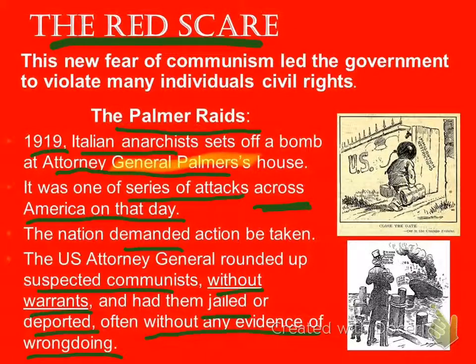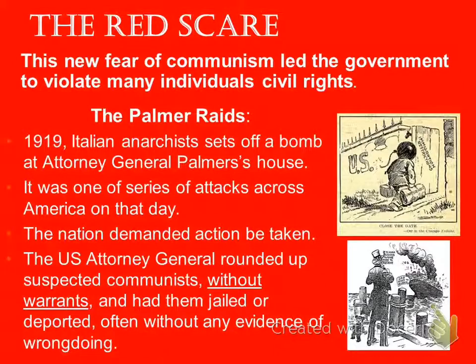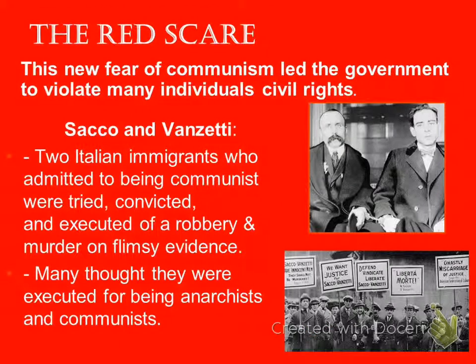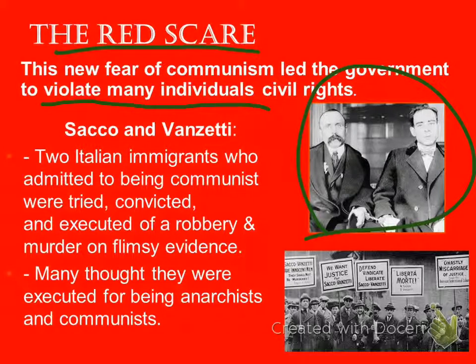And so let us move to our next slide, which will probably be our last slide for this particular video. Here we have, once again, the Red Scare. And we're still talking about violating individual civil rights. Here we have a picture of Sacco and Vanzetti. We've seen this before. These two Italian immigrants were anarchists. They admitted here, in the States, to being communists. They were tried, convicted, and executed for a robbery and a murder. Again, they were executed for the murder, not because of the robbery. It was a robbery that had gone badly, and a couple of people had been killed.